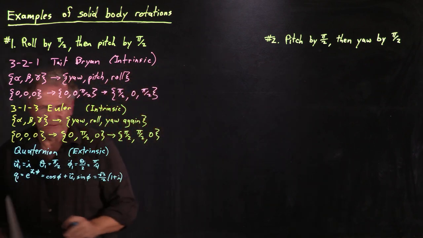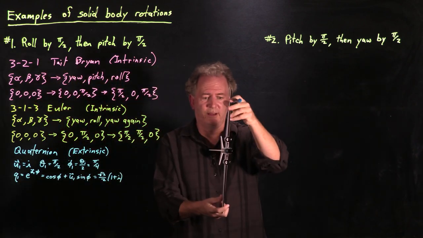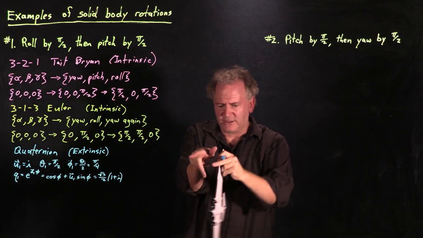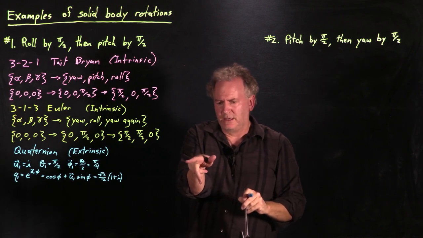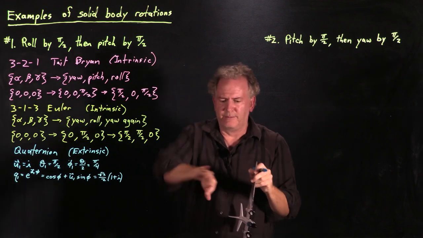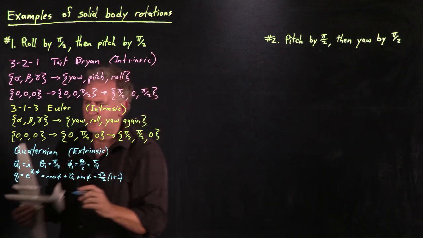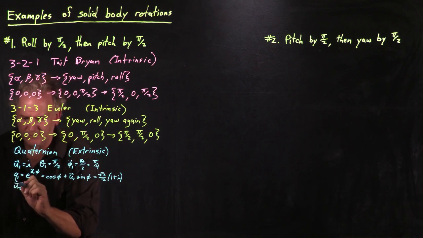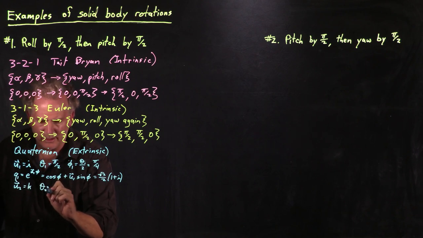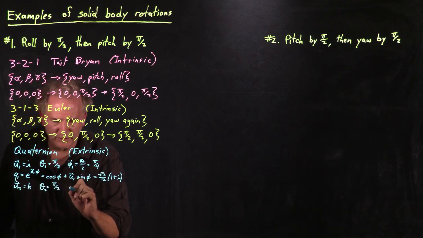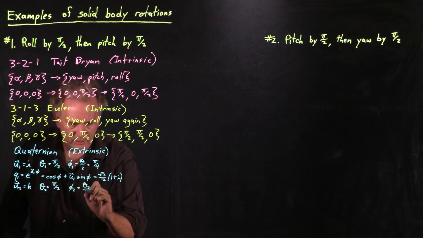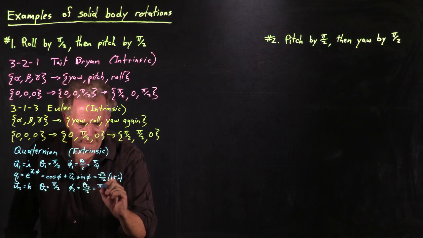And then the second rotation. After we roll by pi over 2, then using our original coordinate system, we're now going to yaw, and so that corresponds to rotating about the k direction, the z-axis. We're going to rotate by positive pi over 2. And so our u2 for the second rotation is going to be the k direction, and we're again going to rotate by pi over 2. And so our phi is going to be theta 2 over 2, which is just going to be pi over 4 again.